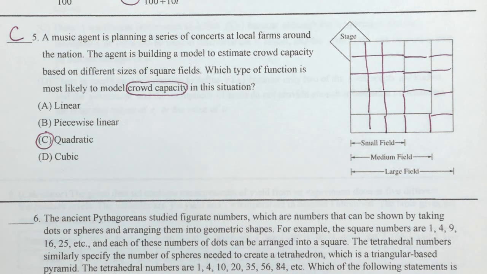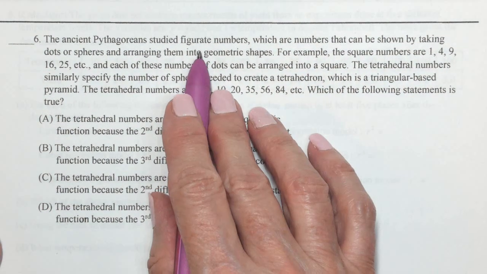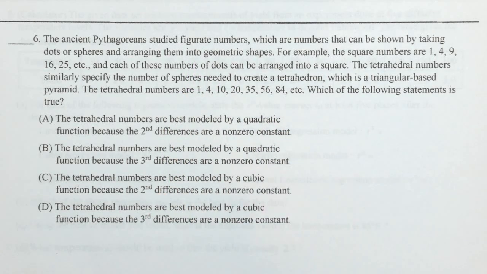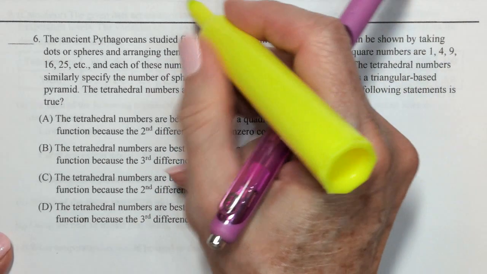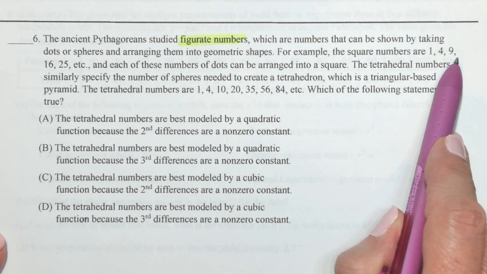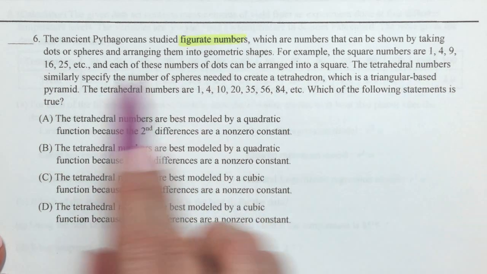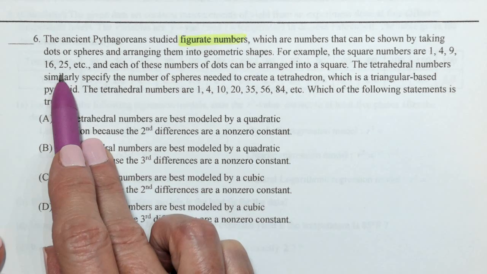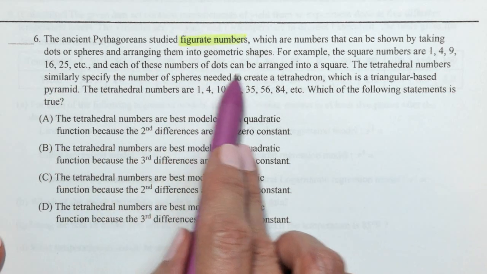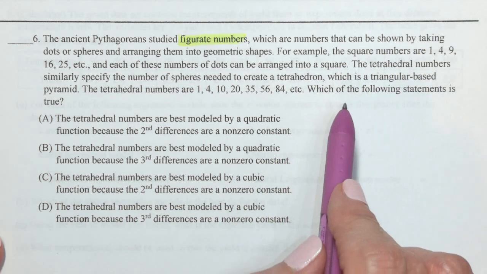Okay? Number 6. The ancient Pythagoreans studied figurate numbers, which are numbers that can be shown by taking dots or spheres and arranging them into geometric shapes. For example, the square numbers are 1, 4, 9, 16, 25. Those are the square numbers. Those will be modeled by a quadratic. All right? And each of these numbers of dots can be arranged into a square. Yes, they can. We just did that in the above problem, actually.